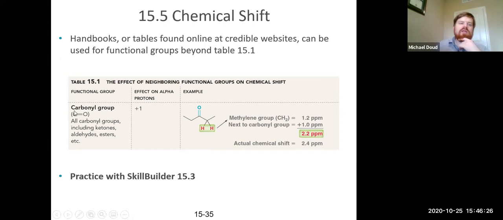And then the other one here is the carbonyl group. If you have a neighboring carbonyl group, that adds about plus 1 to the alpha protons. So here we have a ketone. The hydrogens on the carbon next to the ketone get about plus 1 parts per million. In this case, it's a methylene group that starts at 1.2 parts per million. You add plus 1 parts per million, you get 2.2 parts per million. And so that's where you predict, and it's not too far.